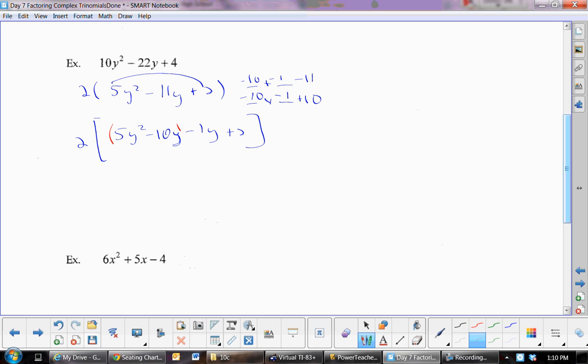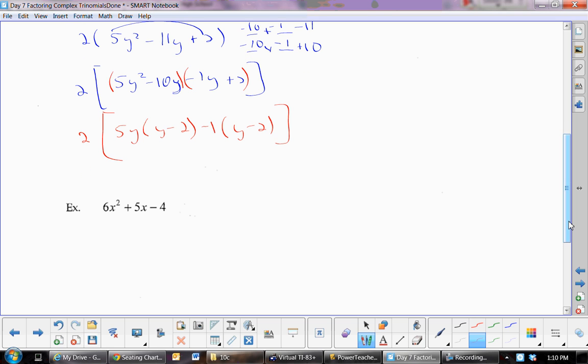Then we put brackets. Okay, so there's 2, that's square bracket. Now let's just deal with the 5y squared minus 10y. What can I take out? 5y, leaving me with y minus 2. And then, second set, negative 1, leaving me with y minus 2. Okay, so that would be 2, big bracket, y minus 2 times 5y minus 1.